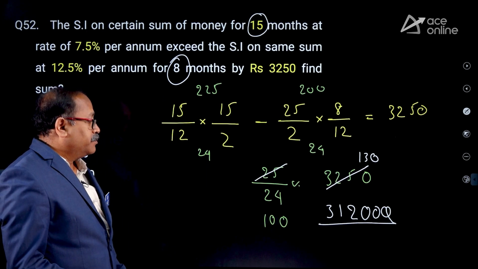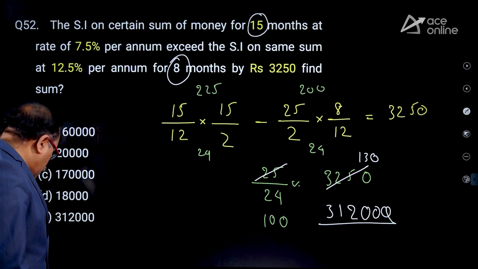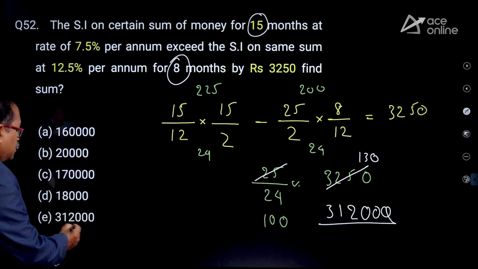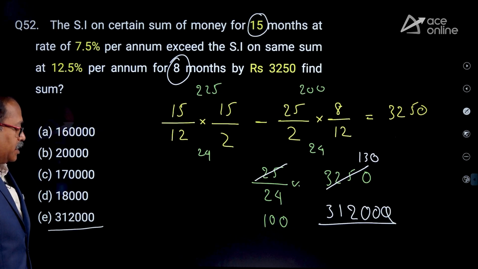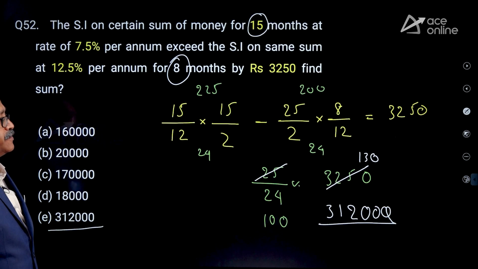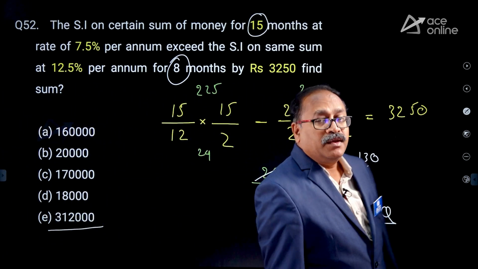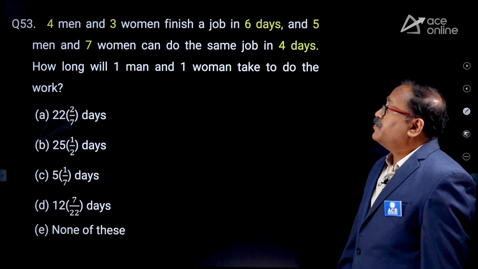Do we have option? 312 followed by 3 zeros. So look at the option choice. That's 312 followed by 3 zeros. That's your answer. Okay. So moving to the next question, friends. Here, question 53.